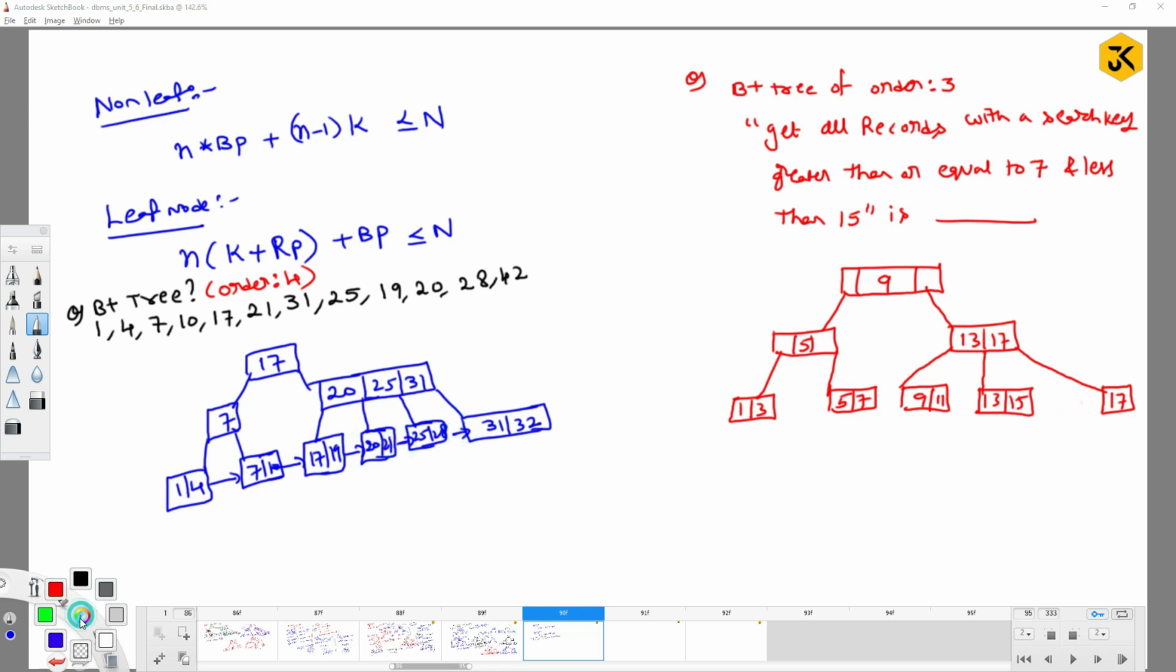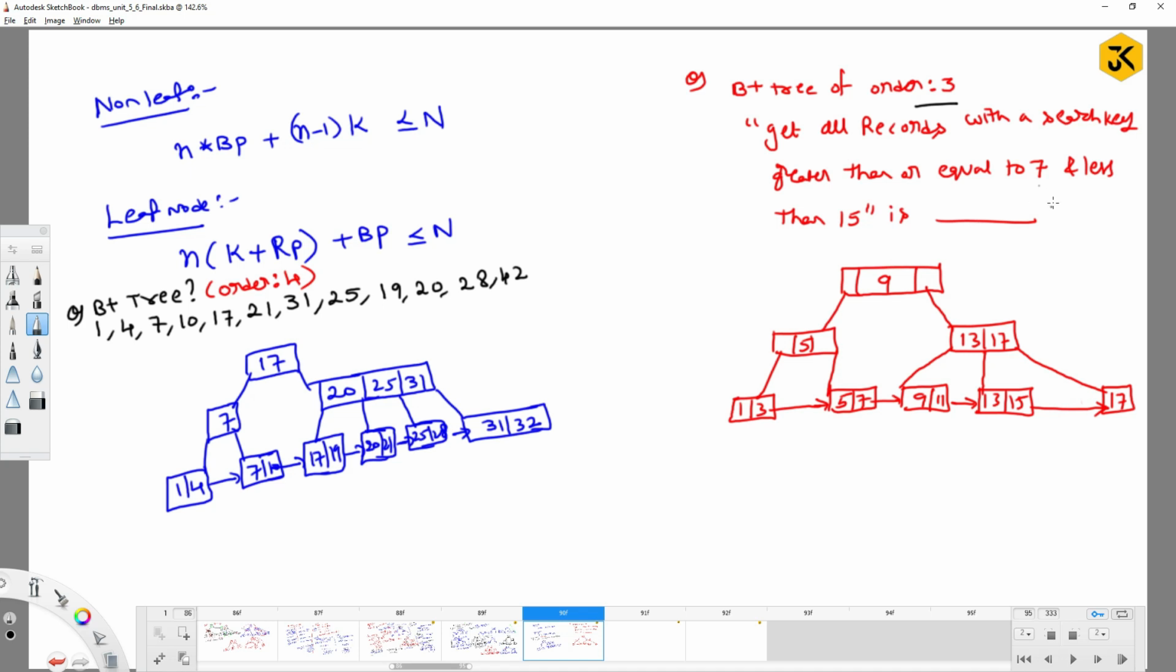Right? You can just cross check. So you can observe here the question. This is the given GATE question. What they are asking is, it is a b+tree of order 3. Get all the records with a search key greater than or equal to 7 and less than 15. Finally they are asking how many nodes you are going to fetch when you would like to solve this particular query.